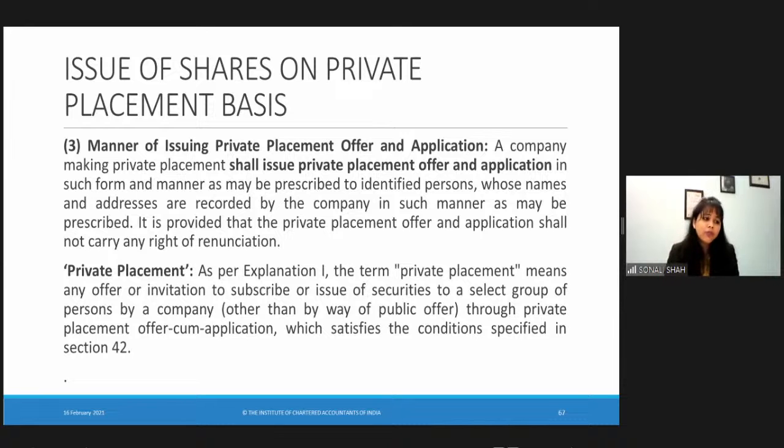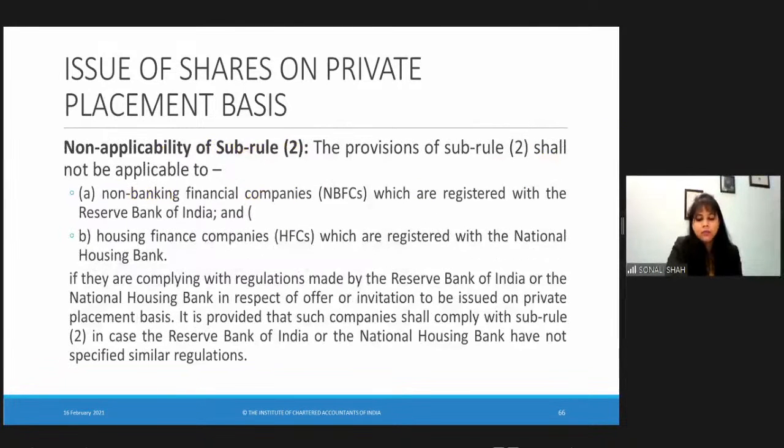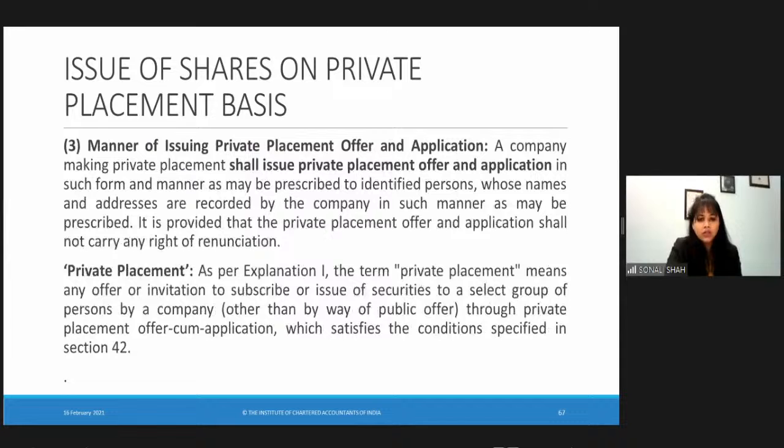The limit of 200 is for every company. So the conditions that you are seeing here are applicable to every company that makes a private placement of securities. Every company that makes a private placement of securities will have to comply with the provisions contained in Section 42 and the conditions provided in Rule 14 of the Companies (Prospectus and Allotment of Securities) Rules.